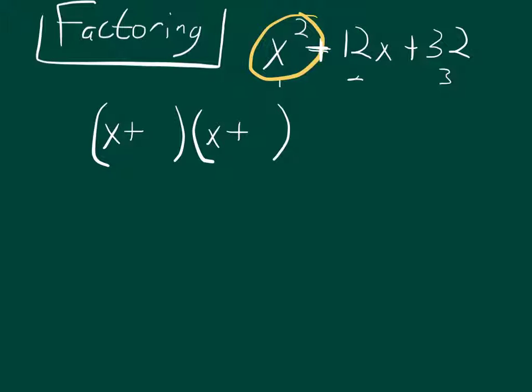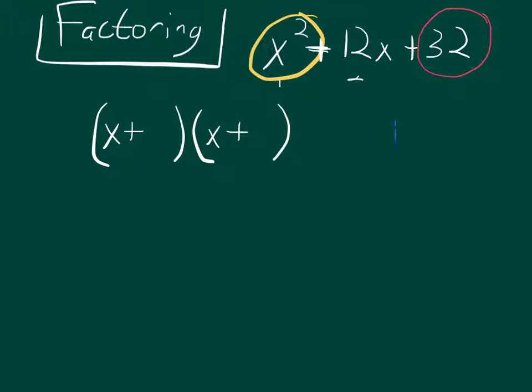Now, of course, you've got to come up with what in the world goes in these two spots right here. What fills in these little blanks? You do that by finding out what the factors are of this last term right here, that 32. That's going to be your key to finding what goes in these little spots. So let's think about the factors of 32. Let's write those out here real quick.